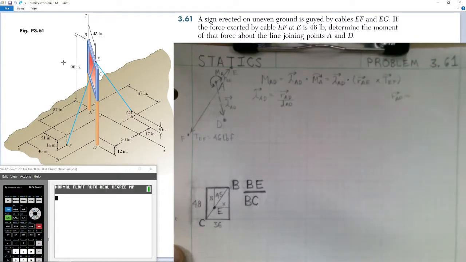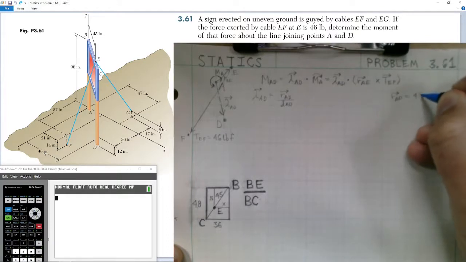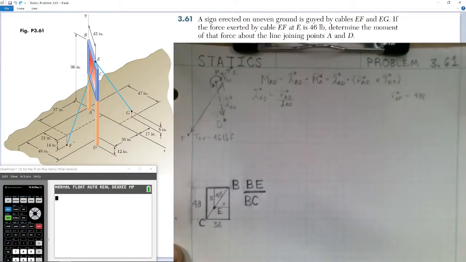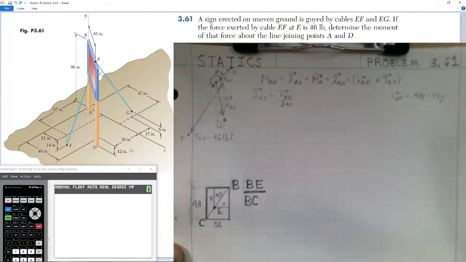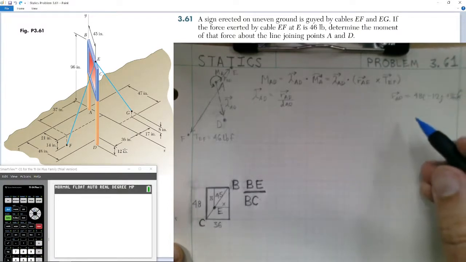Looking at the diagram, it appears we have an X component coming out on the positive X axis of 48 inches. So it'll be 48 i hat. It appears that the D leg of the wooden post goes down on the uneven ground 12 inches. So we'll subtract 12 j hat. And finally, we have the k hat value. We're coming out in the Z axis a positive distance of 36 inches, so plus 36 k hat. So we already have our position vector from A to D.